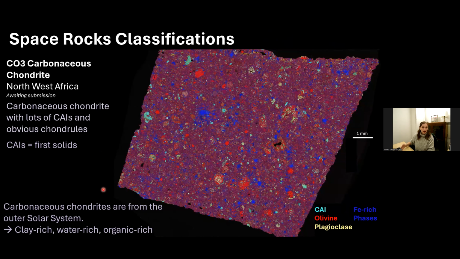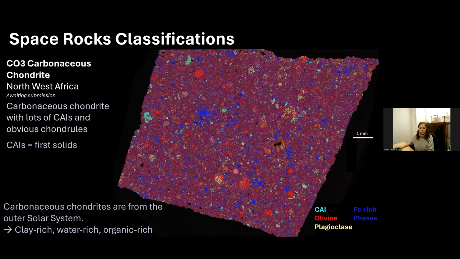We also get some more unusual things. This is a CO3 carbonaceous chondrite, so from the outer solar system, and you can see the colors look very different, the texture looks really weird. What's really fun about this is all these turquoise pieces. These are all those calcium aluminium rich inclusions, those first solids that were forming in the early solar system. And there's loads of them, they're everywhere.